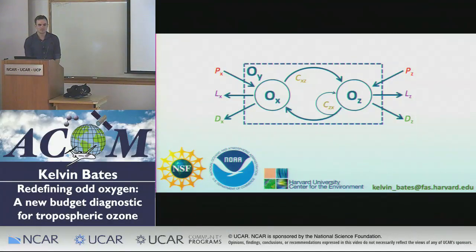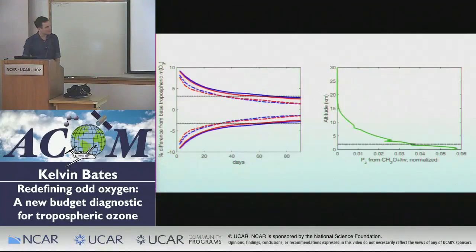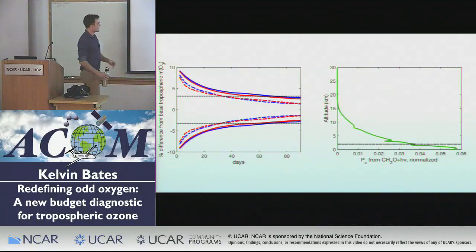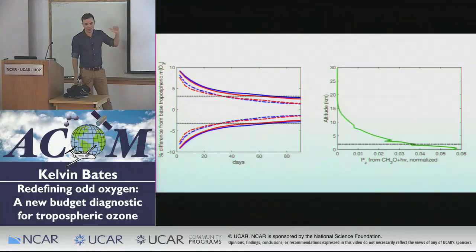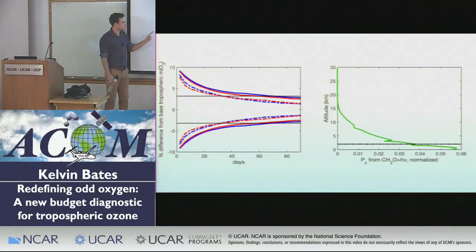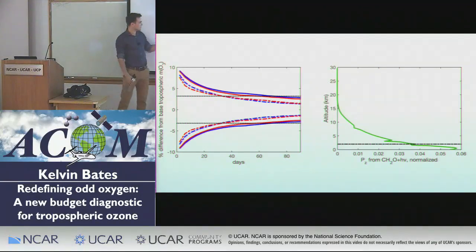But what you were plotting was just O3, not the family? I think what I ended up plotting, I'll pull that back up here. Actually, I have a different, perhaps more interesting version of it here. There we go. What I'm plotting here is the percent difference from the baseline tropospheric burden of ozone. But if you plot OX or OY, it looks exactly the same, because ozone is such a large constituent of that. These ones are the ones I showed earlier.